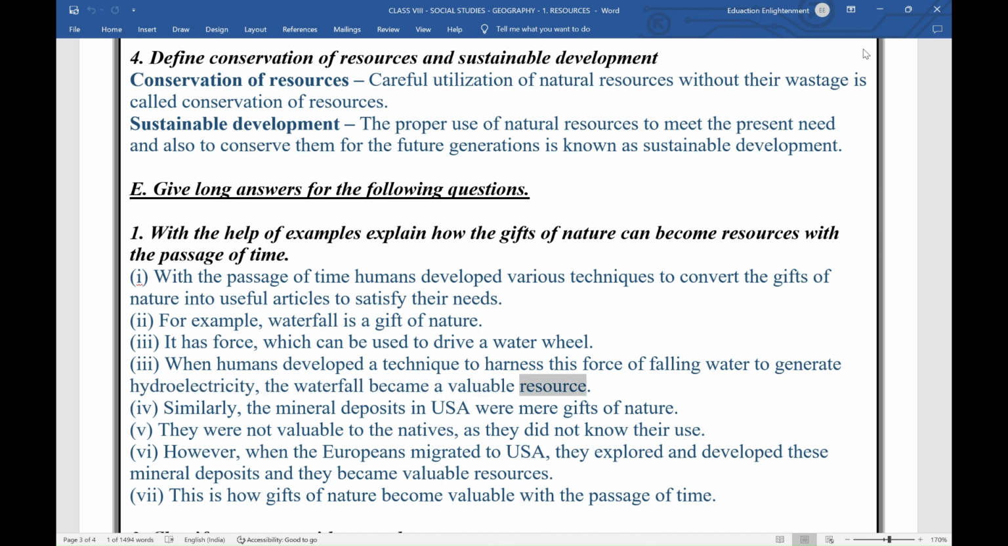4. Similarly, the mineral deposits in the USA were mere gifts of nature. 5. They were not valuable to the natives, as they did not know their use. 6. However, when the Europeans migrated to the USA, they explored and developed these mineral deposits and they became valuable resources. 7. This is how gifts of nature become valuable with the passage of time.